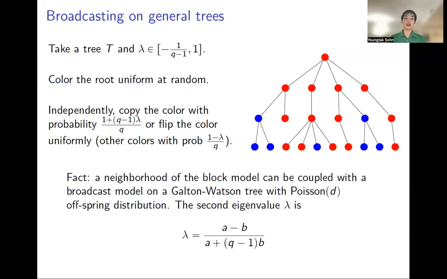And in fact, we verify that a neighborhood of the block model can be coupled with a broadcast model on a Galton-Watson tree with Poisson(d) offspring distribution. And lambda encodes the second eigenvalue of this process. If you look at the transition matrix of this Markov process, lambda is the second eigenvalue, and for the block model it is given by (a-b)/(a+(q-1)b).